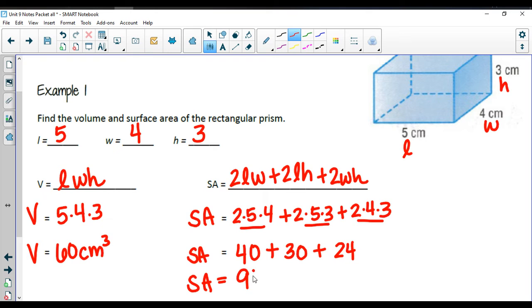That gives me a total of 94. My units here are centimeters, and remember this is an area. It's a 2-dimensional measurement, so we are going to have that as centimeters squared for this one.